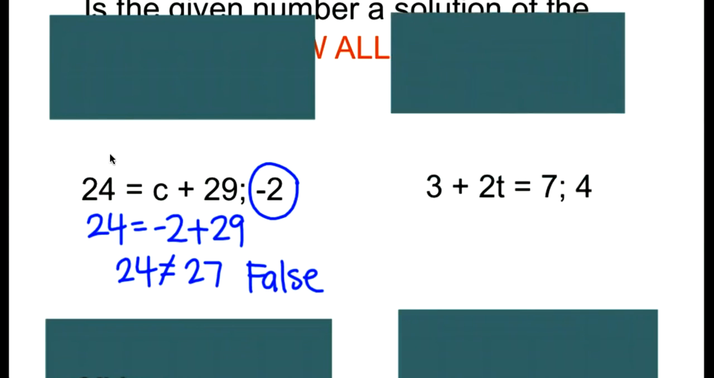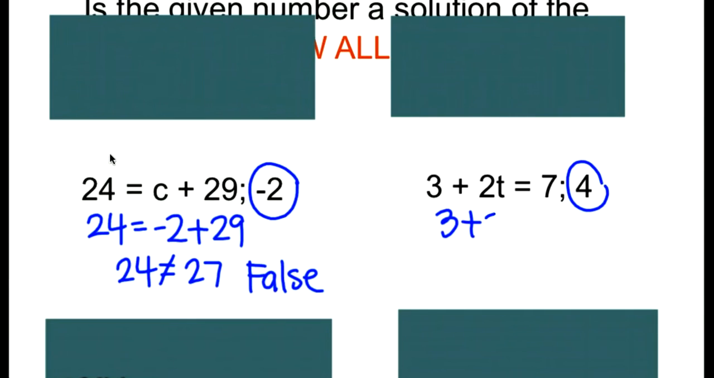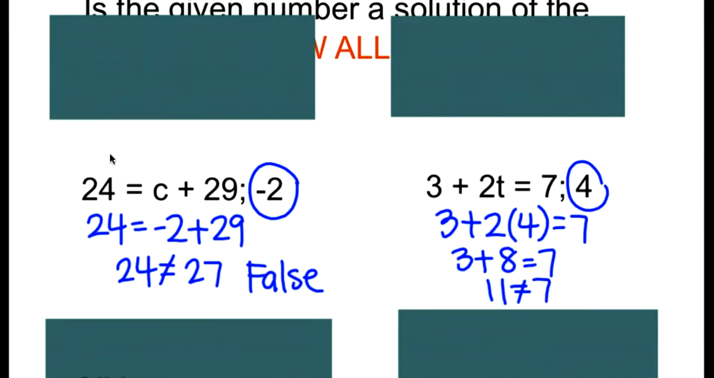So the second example, we're going to see if 4 makes this statement true. So I have 3 plus 2 times 4 equaling 7. I'm going to follow order of operations. 3 plus 8 equals 7? 8 plus 3 is 11, and 11 does not equal 7. So this is false. It does not, or you can write no. It's not a solution.